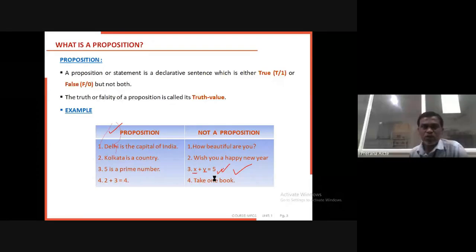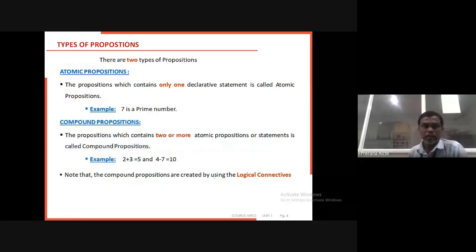And we may find two types of propositions, atomic propositions and compound propositions. An atomic proposition means a proposition which contains only one declarative statement. Whereas compound propositions contain two or more statements, or two or more propositions. For example, for an atomic proposition, 7 is a prime number. This is only one statement.